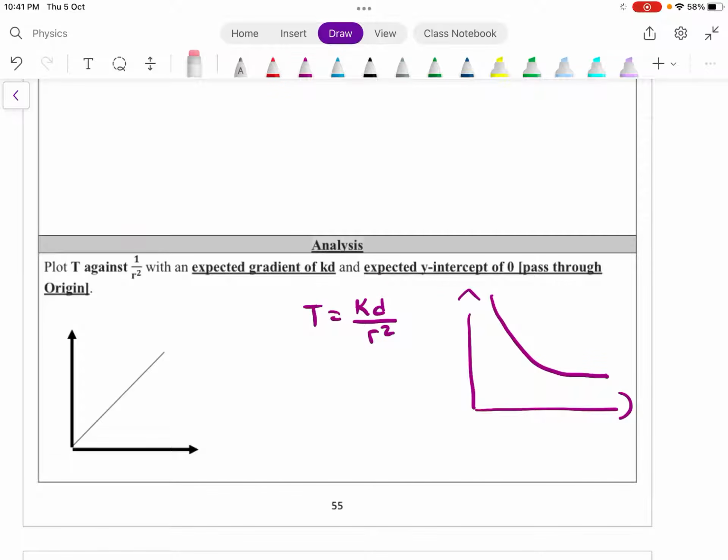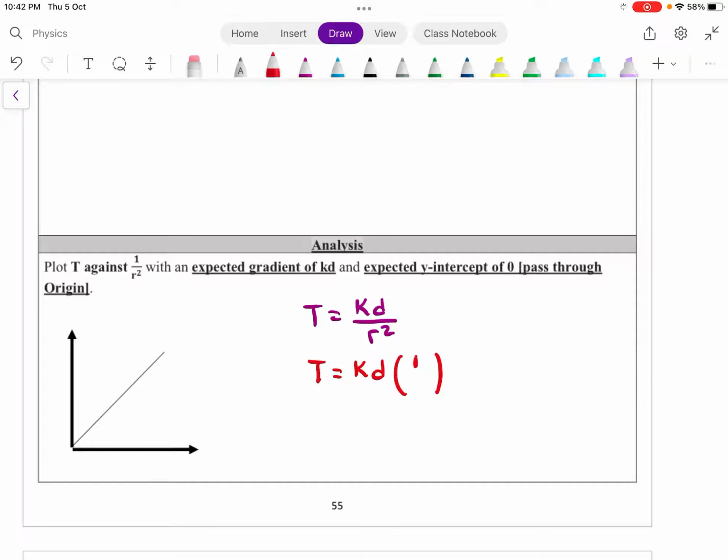So what I want to do is actually to linearize the graph. So how do I linearize? Very simple. So you just need to put T equal to K D first. Then the R square, just put 1 over R square. So this whole thing here will be big Y. This whole thing here will be big X. So of course this thing here will be your gradient. So it's y equal to mx. So plot T against 1 over R square with an expected gradient of KD.